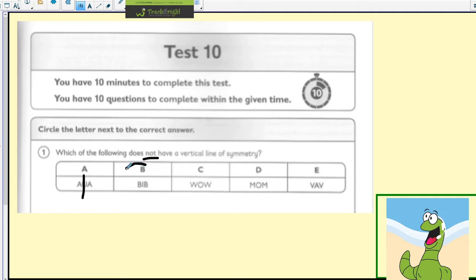In this case, B, I can see, does not have the line of symmetry because I would expect, for example, it to look like this with the B's facing opposite direction. That would have a vertical line of symmetry. So the B's are currently all facing the same direction, and so B does not.